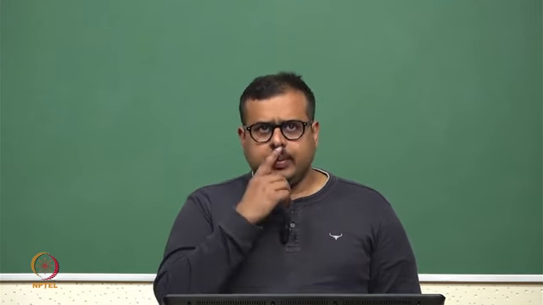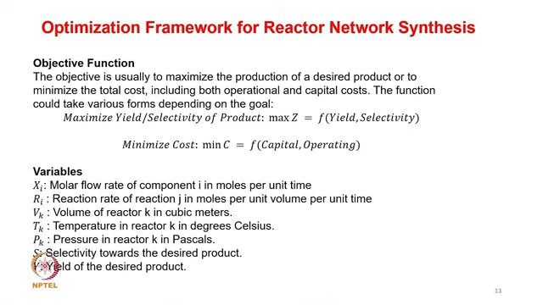And of course, we have to minimize the cost. And what are the costs here? Capital and operating cost. The variables that we can typically manipulate or control, which we call the decision variables in the optimization problem, include molar flow rate, reaction rate by manipulating the temperature, volume of the reactor, temperature, pressure, and of course the desired output would be either selectivity or yield.